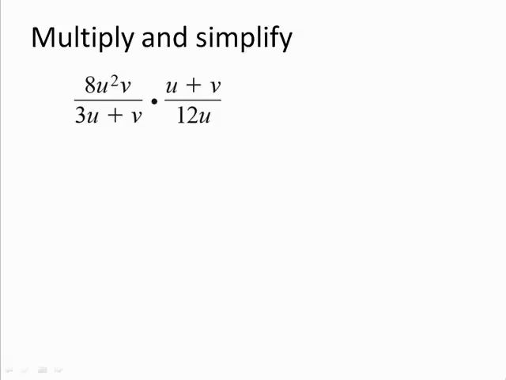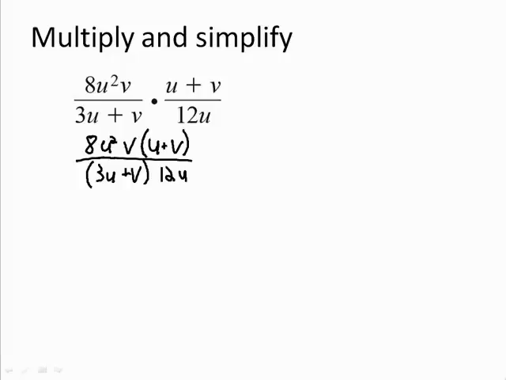Multiply and simplify. 8u squared v divided by the quantity 3u plus v, times u plus v divided by 12u. Multiply the numerators and denominators. 8u squared v times the quantity u plus v divided by the quantity 3u plus v times 12u.